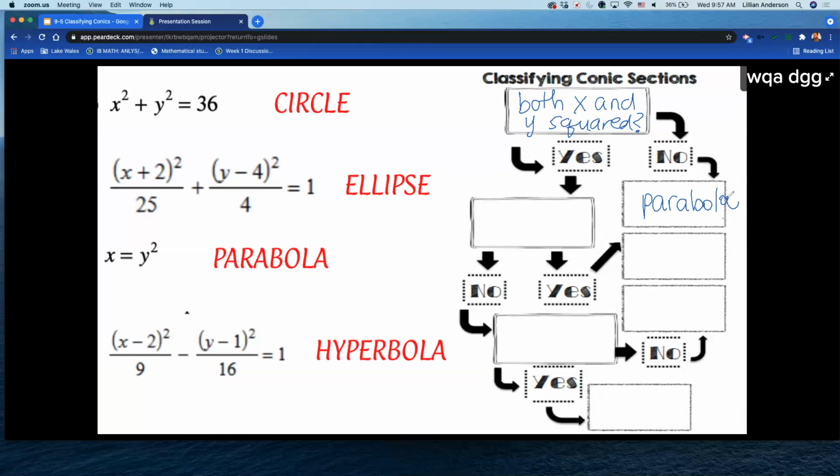However, if they're both squared, then what you want to look at is your x squared term and your y squared term, are they different signs? In other words, is your x squared negative and your y squared positive, or vice versa? Is your y squared negative and your x squared positive? I think I said the same thing twice, but y'all get what I'm saying. If they are different signs, that means it's a what? It's a hyperbola.